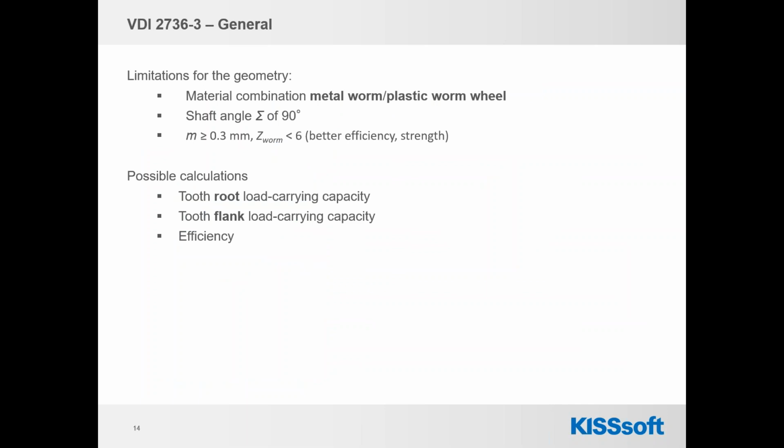About the calculation methods, we have in new VDI 2736 part 3, this is a new calculation for crossed helical gears. There are some limitations for the calculation. We can only calculate metal worm and plastic worm wheel, and shaft angle must be 90 degrees, and module must be bigger than 0.3. What we can calculate is root, shear safety factor, and flank fatigue safety factor, and also we can calculate efficiency.